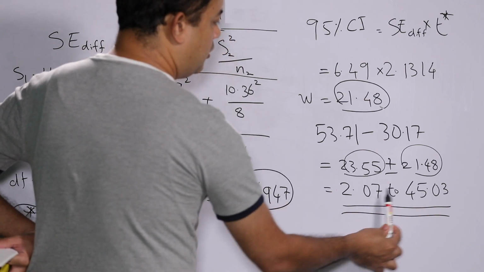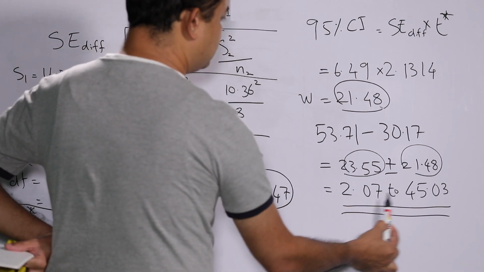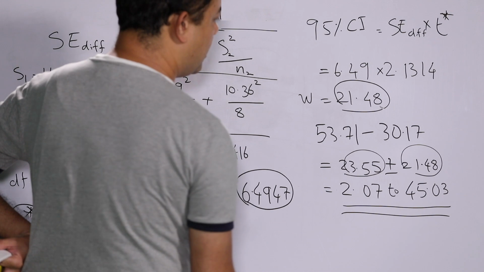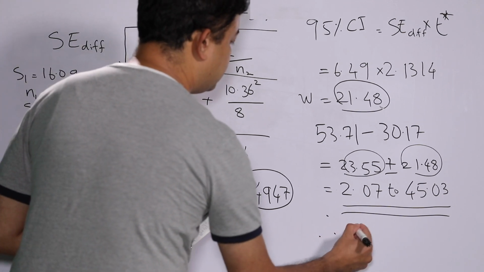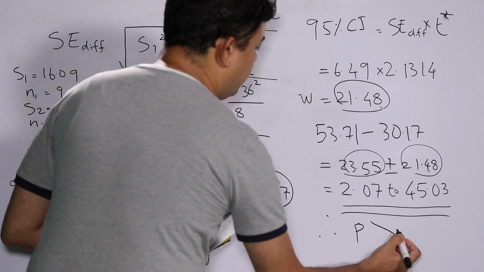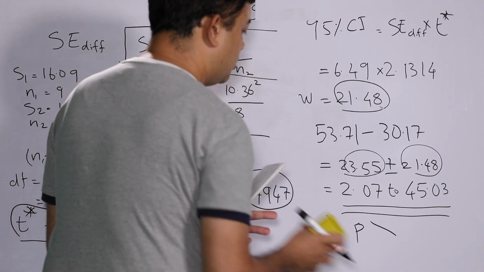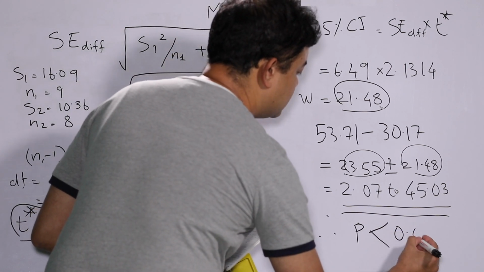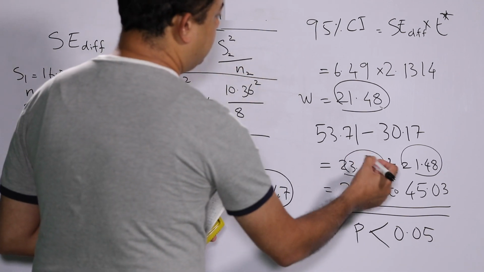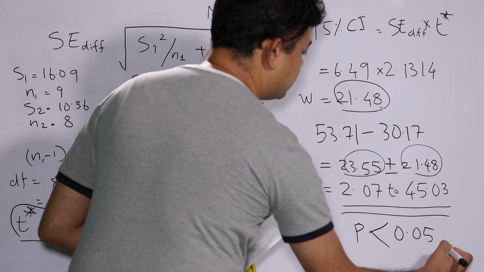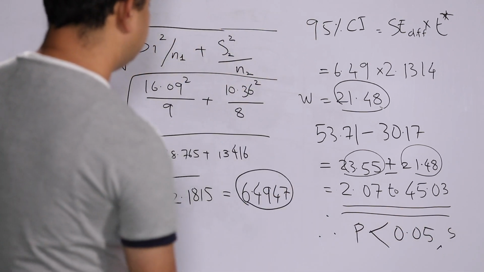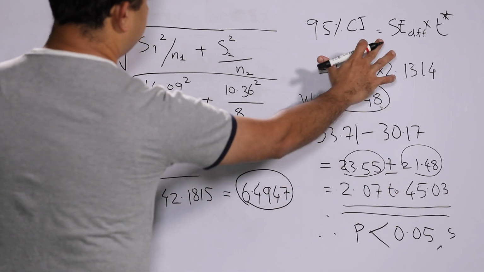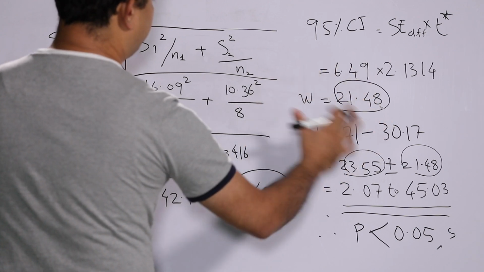So does this range include the 0 or not? No, because both are positive, 0 is not included. To include the 0, one value has to be negative and one value has to be positive. So the null hypothesis is rejected here. Therefore the conclusion is that the p value will be lesser than 0.05, and the difference between the group means is significant. So this is the summary of how to calculate the 95% CI of the difference between two group means.